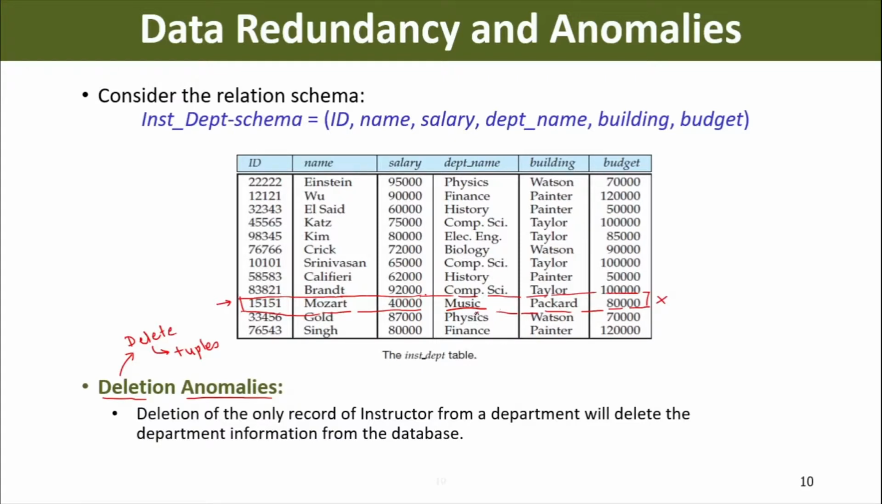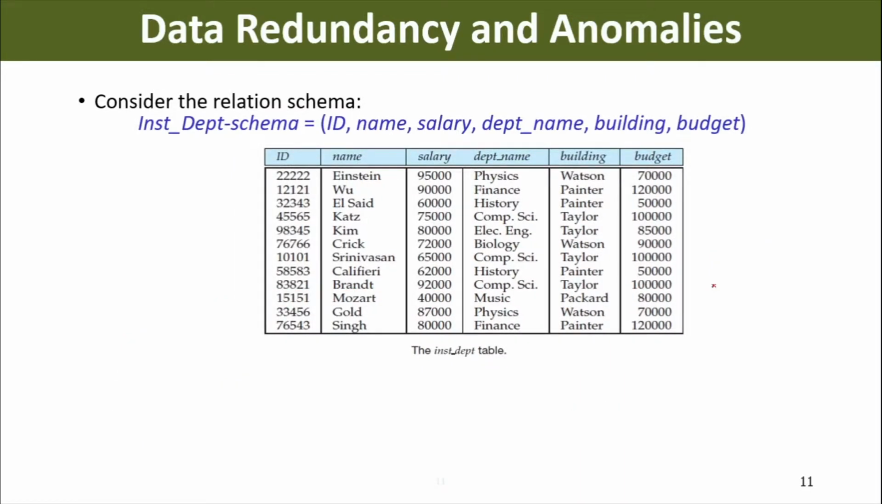And why are we having this deletion anomaly? Because of bad design of a database, right? Now let us proceed with the last anomaly that we would like to focus upon. So once again, look at this particular relation, the instructor department relation, and the instance. Same instance we are having, and now we are going to talk about the modification or the updation anomalies.